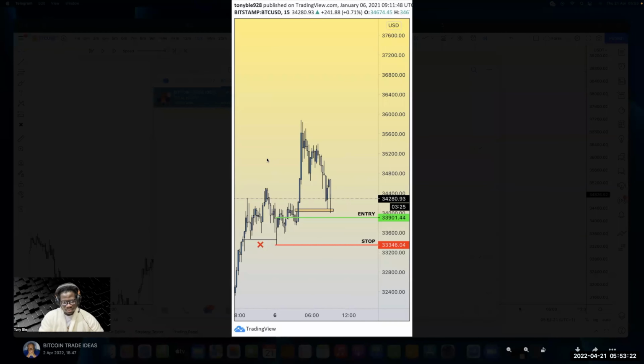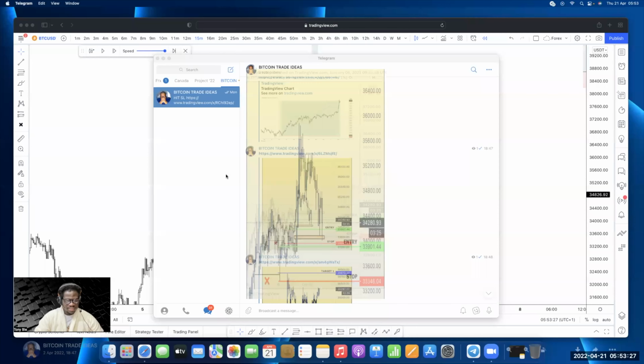I can see we have one. You can see where my entry is. You can see this candle. I'm going to zoom in for you guys. Oh, sorry.